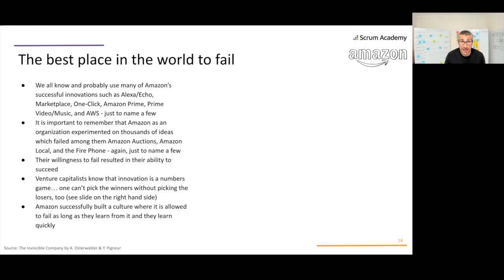But the same team that built the Fire Phone, Jeff Bezos told them when it failed, you have one day to be sad. Tomorrow I expect you back. We have another project for you. That same team built the Amazon Echo and Amazon Alexa. So again, a huge win, a huge success after initially failing at another product.